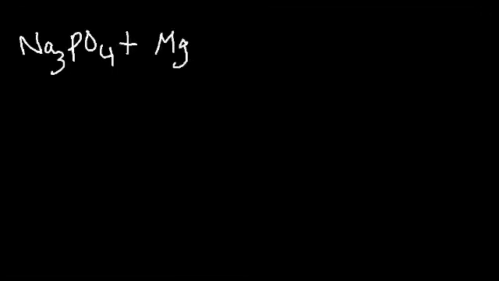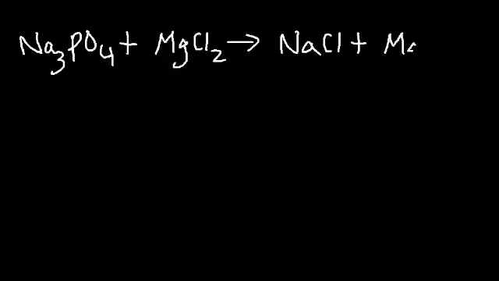Try this one. Sodium phosphate, Na3PO4, plus magnesium chloride produces sodium chloride and magnesium phosphate. Go ahead and balance this reaction.